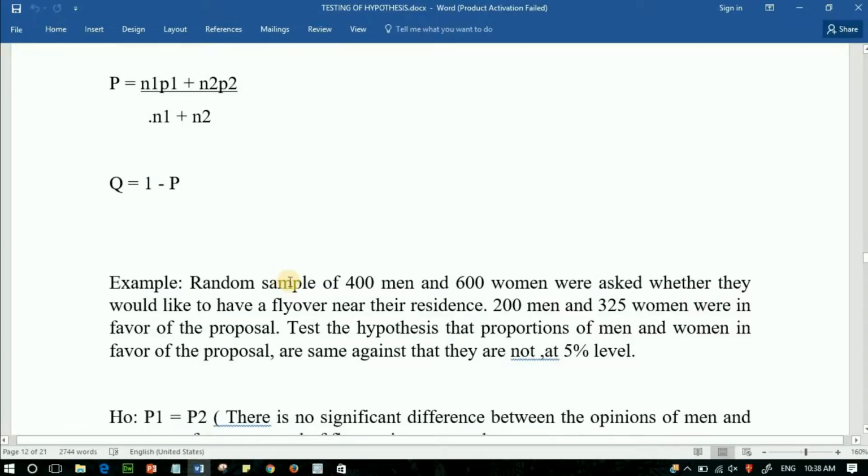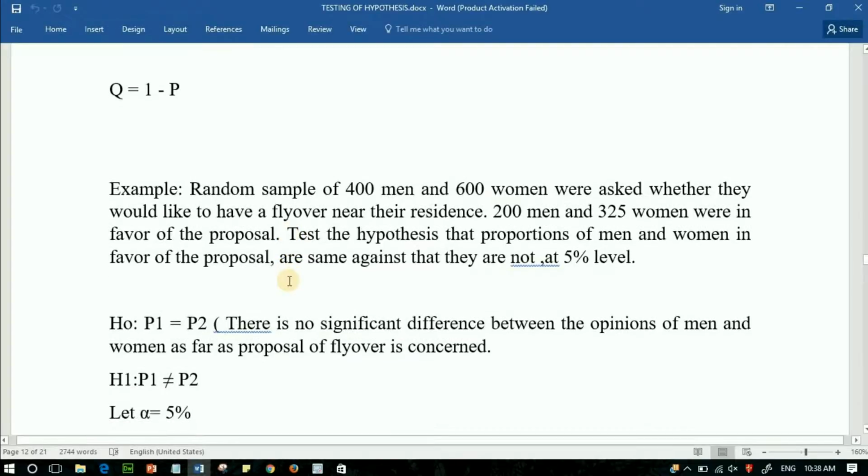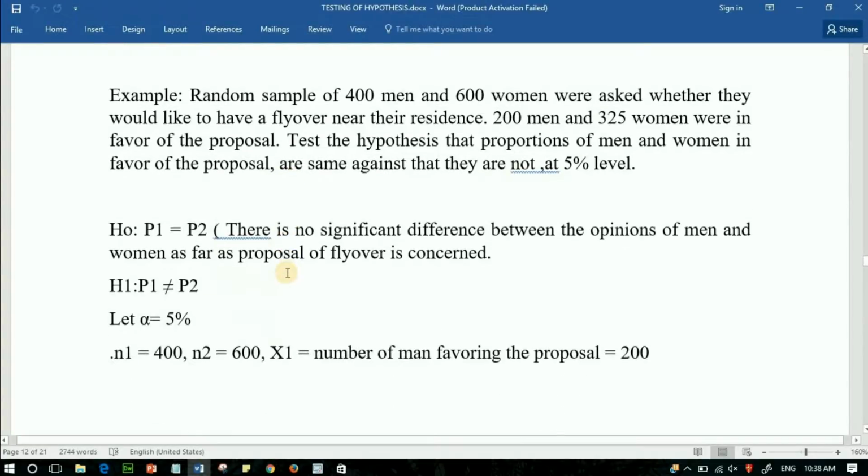So, example: a random sample of 400 men and 600 women were asked whether they would like to have a flyover near their residence. 200 men and 325 women were in favor of the proposal. Test the hypothesis that the proportions of men and women in favor of the proposal are the same, against they are not equal, at 5% level of significance. The null hypothesis H naught is that there is no difference, P1 is equal to P2. There is no significant difference between the opinions of men and women as far as the proposal of the flyover is concerned.